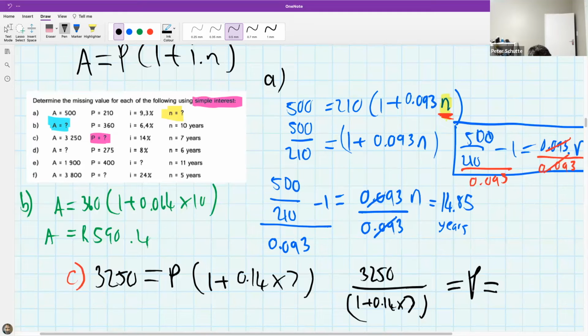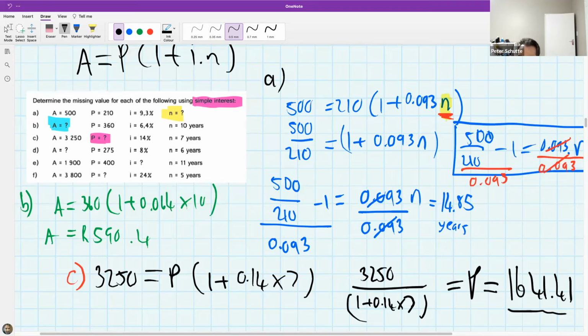Divided by 1 plus 0.14 times 7. And sometimes I notice myself hitting the SD button to go from decimal to common fraction. 1641.41. And that would be the starting point.